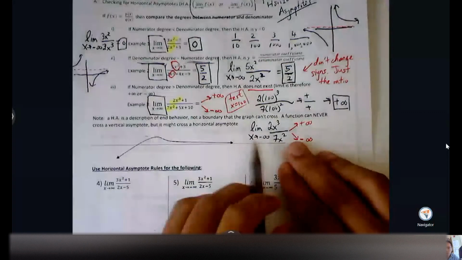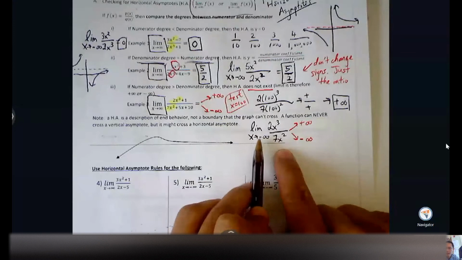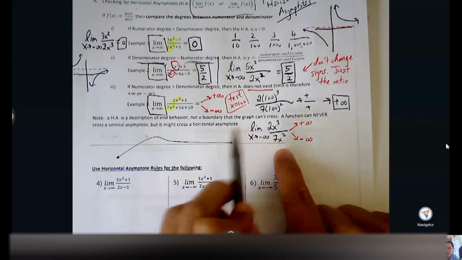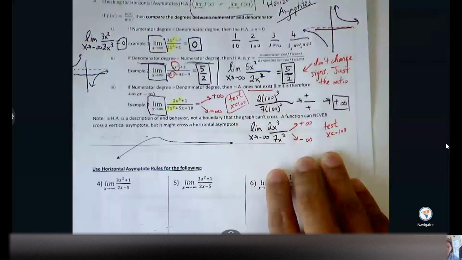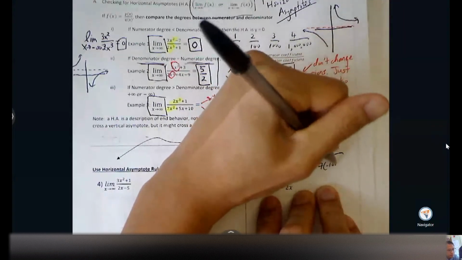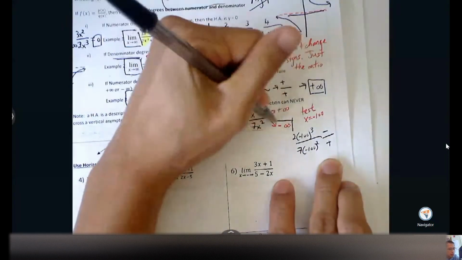But now I want to choose a number in the direction that I'm headed towards. I'm exiting the graph to the left, and a large representation of that movement towards the left is negative 100. Numerator gives me negative, denominator gives me positive. Negative over positive is negative, so negative infinity.